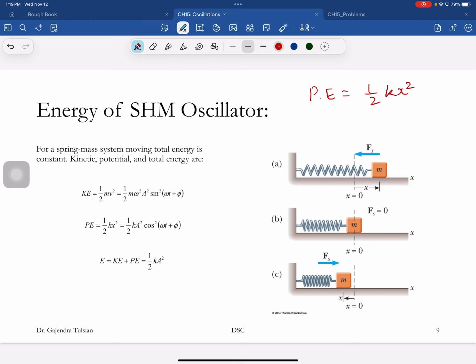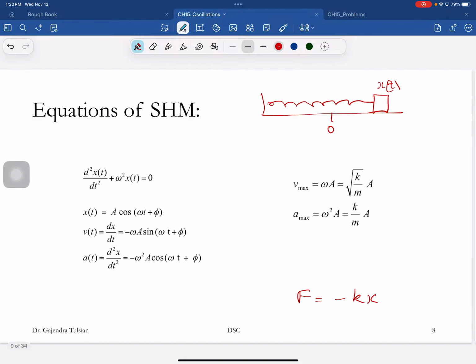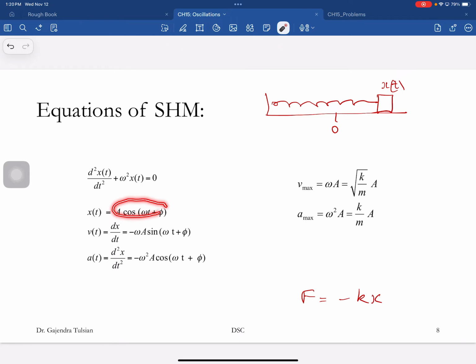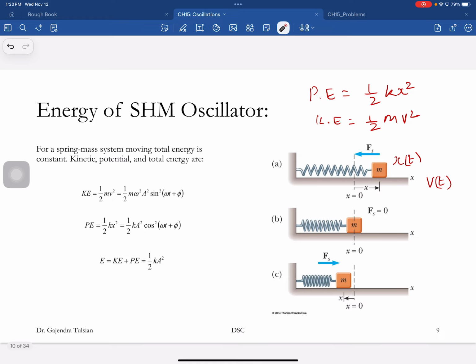Okay. What is the kinetic energy in the system? Kinetic energy is 1/2 mv squared. So m is the mass attached to the spring, and v is the velocity of the spring. x is a function of time, and v is a function of time. So there is x as a function of time, and there is v as a function of time. So the total energy is kinetic energy plus potential energy.